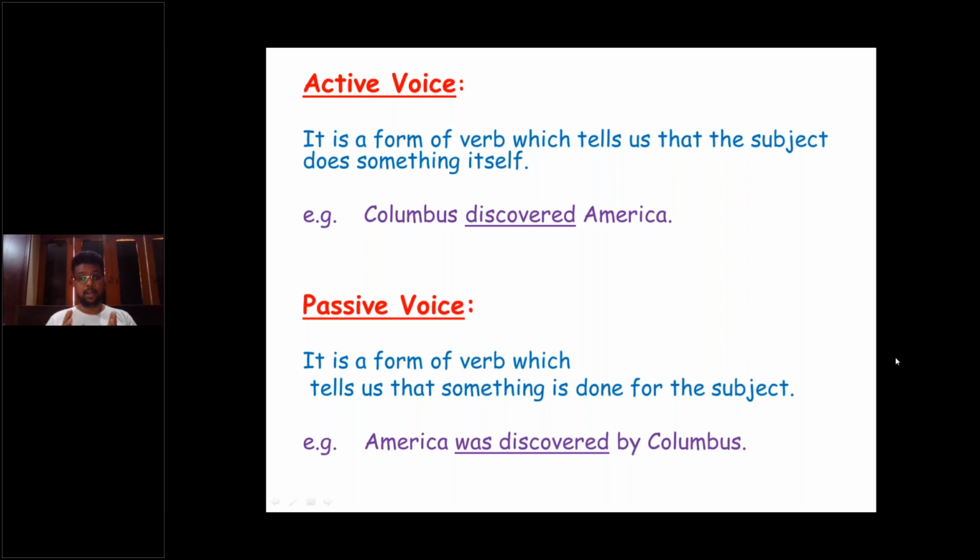Ladies and gentlemen, please be very focused upon this session. In the active voice, the focus is being laid upon the subject. In the passive voice, the focus is being laid upon the object. So in active voice, we said Columbus discovered America. In passive voice, we said America was discovered by Columbus. So this is the major difference between an active and a passive voice.